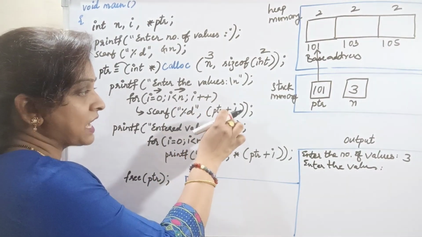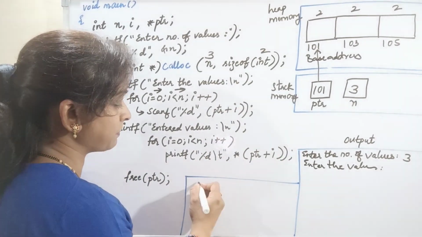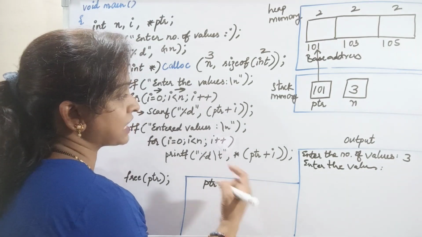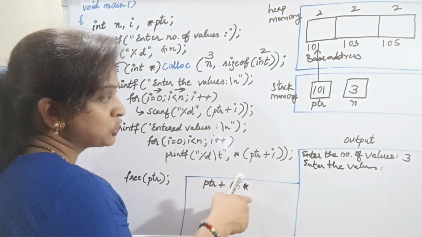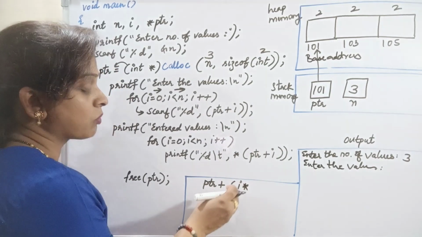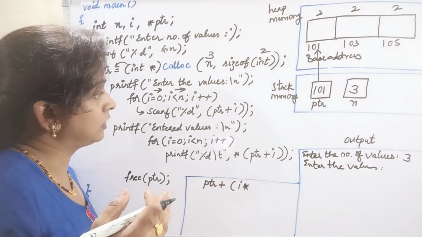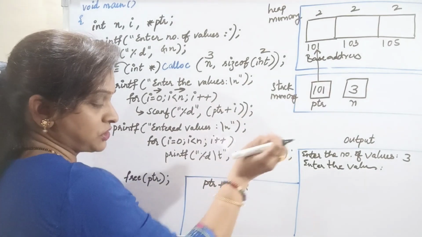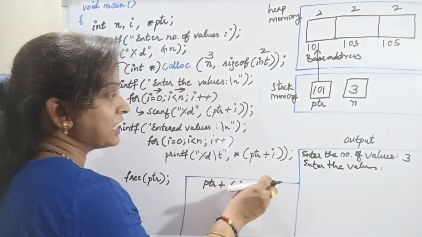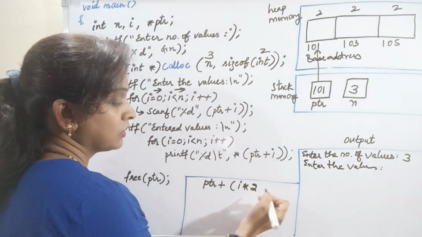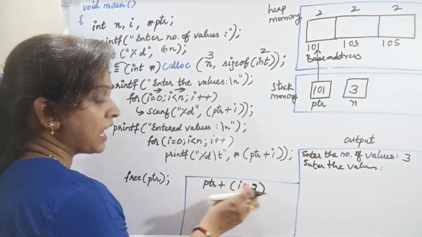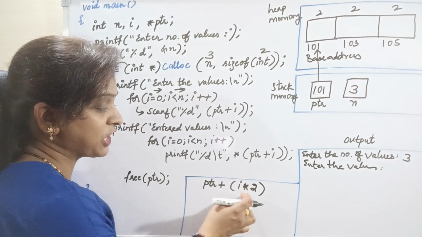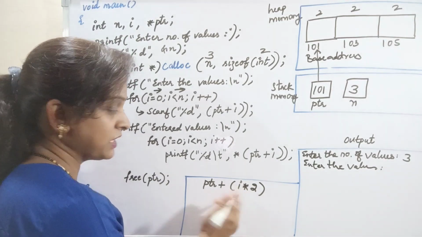So I just said PTR plus i. PTR plus i in the sense it is represented as PTR plus i into the size of the data type. This is the inbuilt calculation, or what we can say the implicit calculation, that the compiler is going to do. So it is pointer, meaning address, plus i into the size of the data type. Integer is 2 bytes. So i into 2 has to be calculated first, because we have the operator precedence rules. Multiplication has the highest precedence and then the plus.